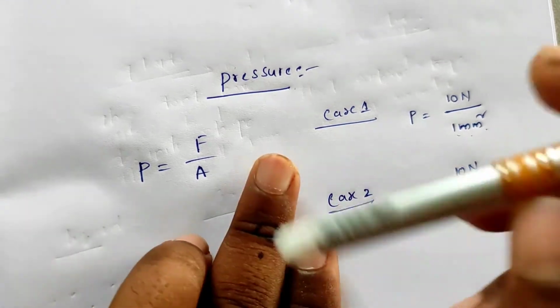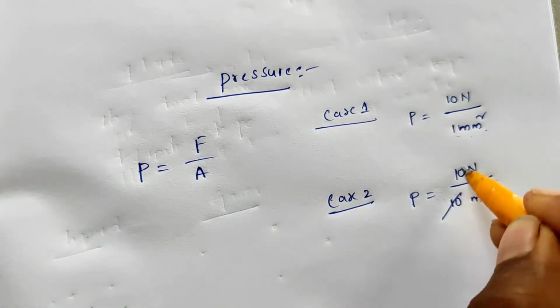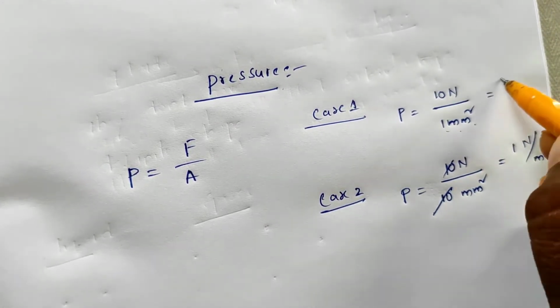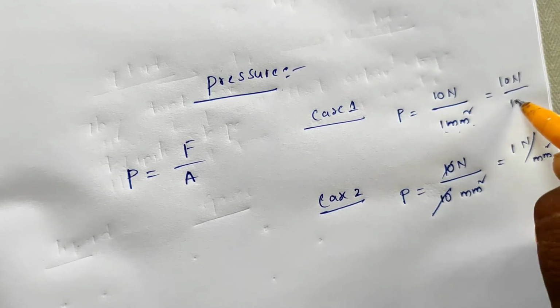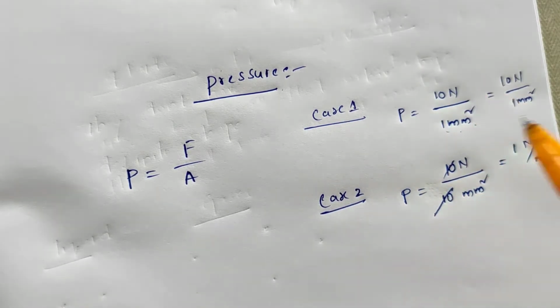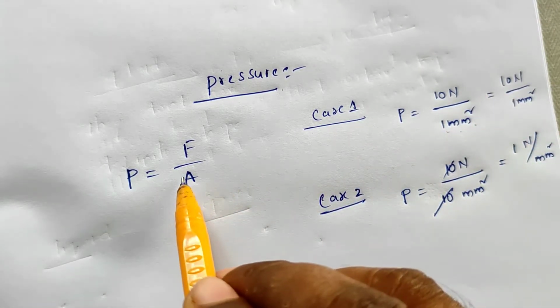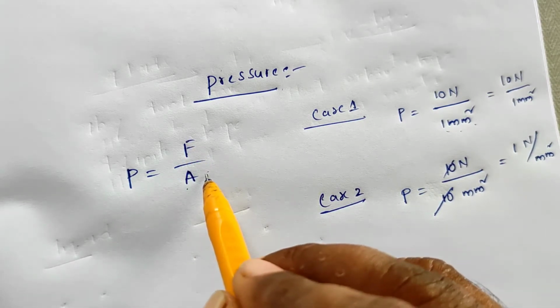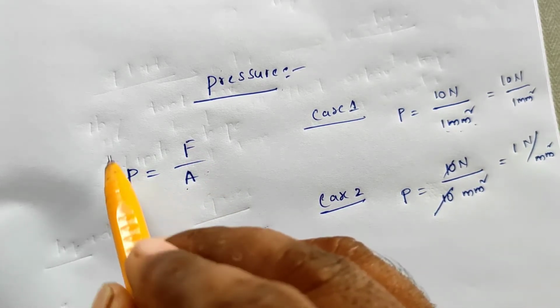You can see here, when the area is increased, the pressure automatically decreases. So 1 Newton per millimeter square here. In the other case, the pressure is 10 Newtons per millimeter square. From this we can conclude that when the force-applying area is decreased, the pressure automatically increases.